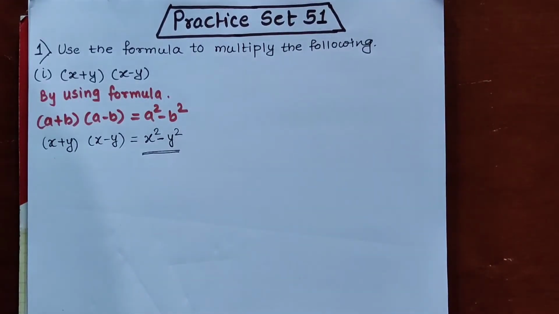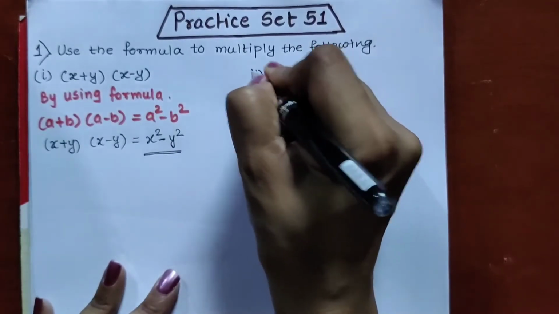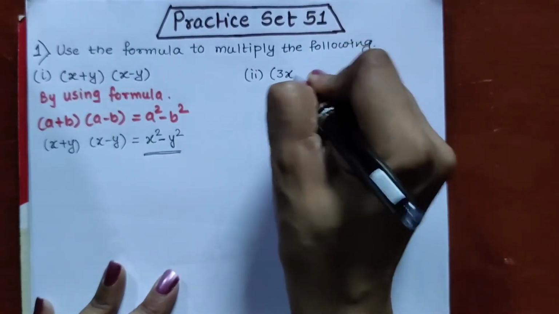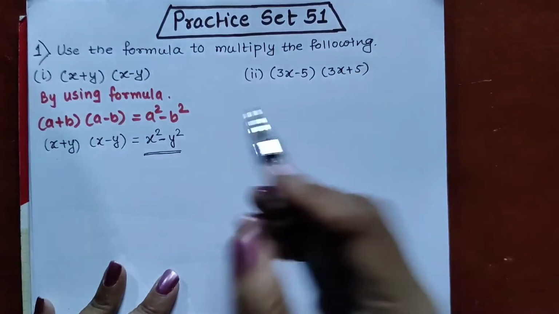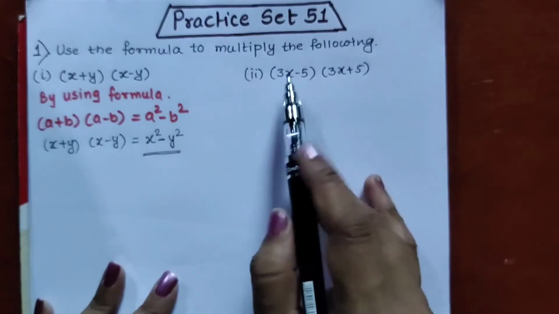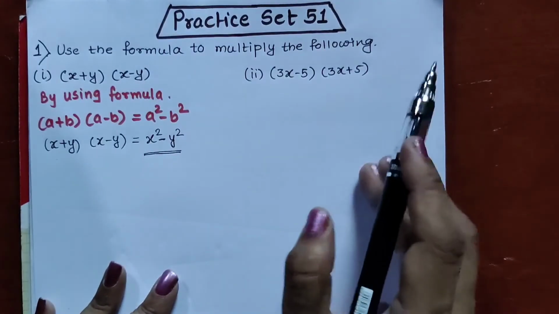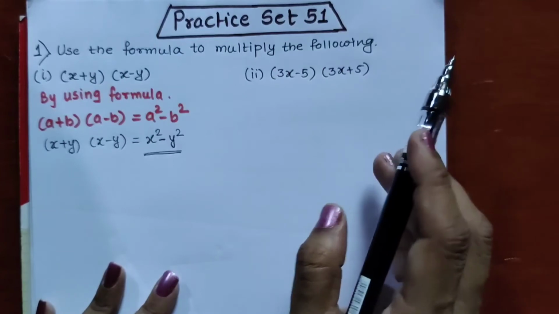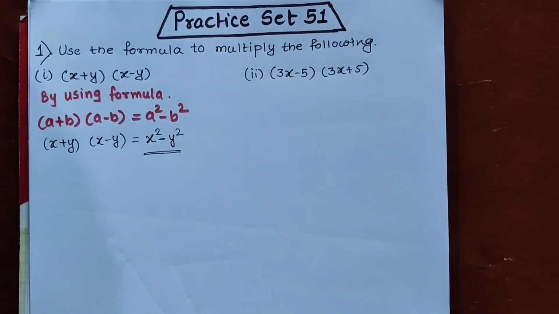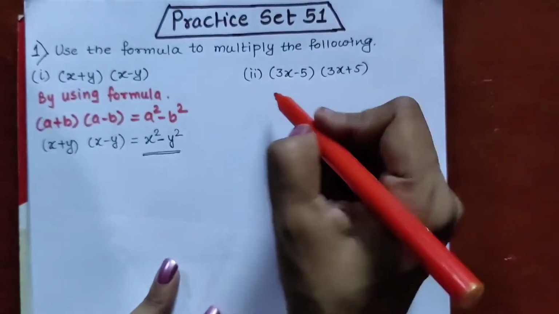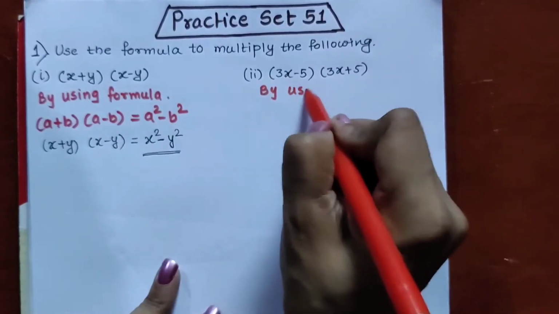Now let us see the second sum. Second sum is 3x minus 5, 3x plus 5. Now see, it is not necessary that in the first bracket there should be a plus sign and in the second bracket a minus sign. It is not compulsory. In any one bracket there can be a plus sign, and in the other bracket there can be a minus sign. So one bracket should have plus and another bracket should have minus. So we will be writing by using the formula again.